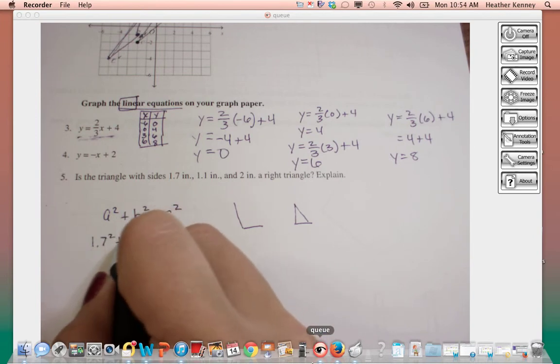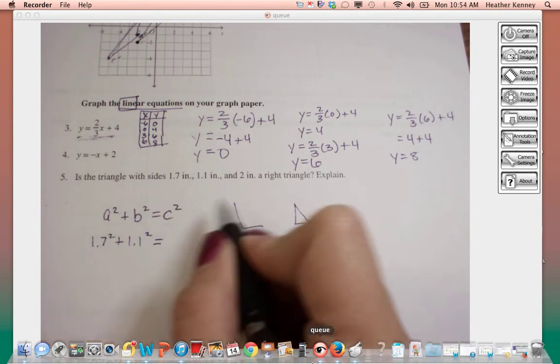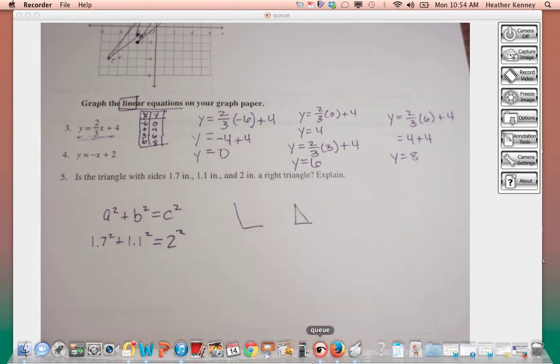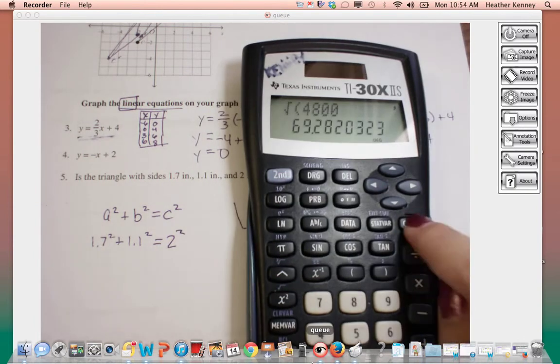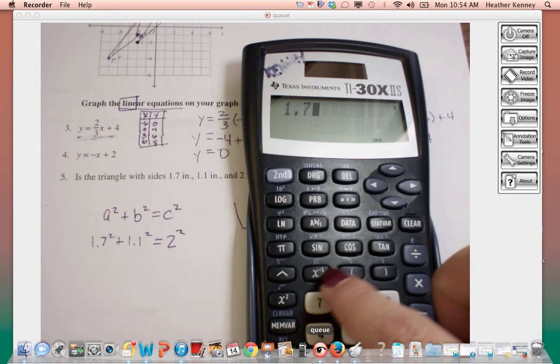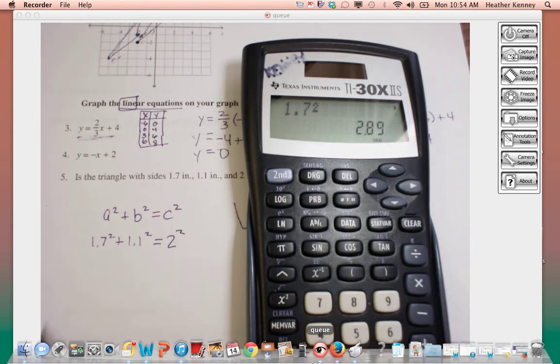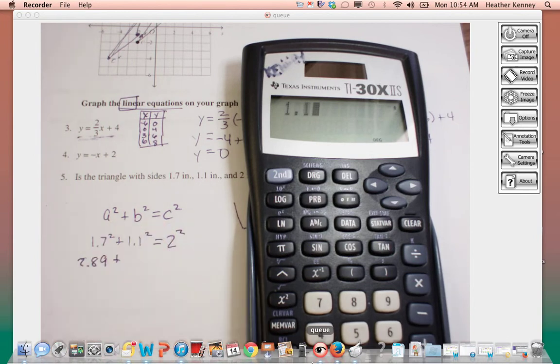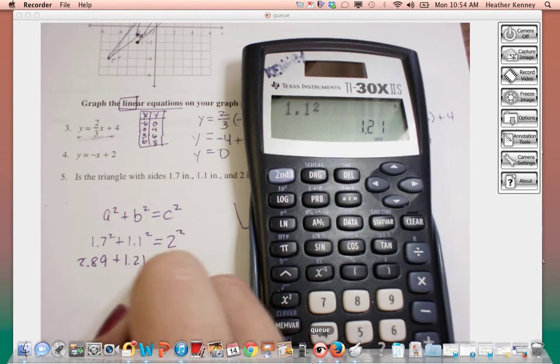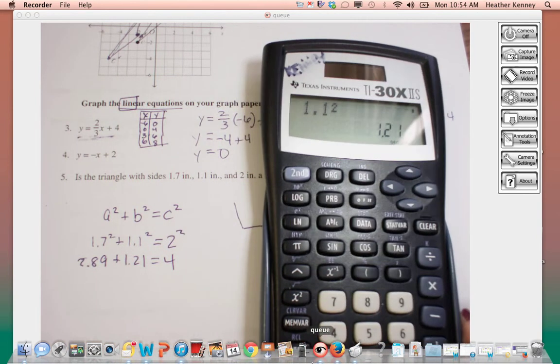So we plug in our sides for A and B, 1.7 squared plus 1.1 squared, and our hypotenuse for C. And we find out if this is true or not. You can use a calculator to work out these values. So in my calculator, put this on the screen here, I would do 1.7 squared is 2.89, plus 1.1 squared is 1.21, and 2 squared is 4.